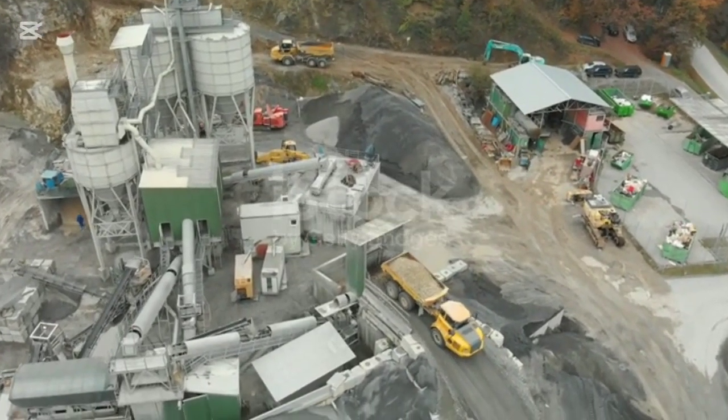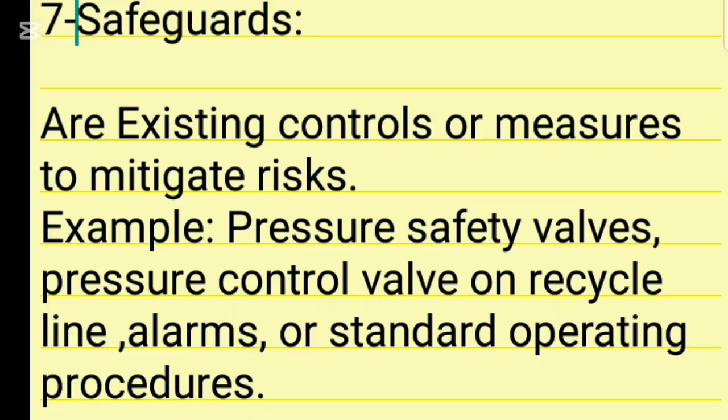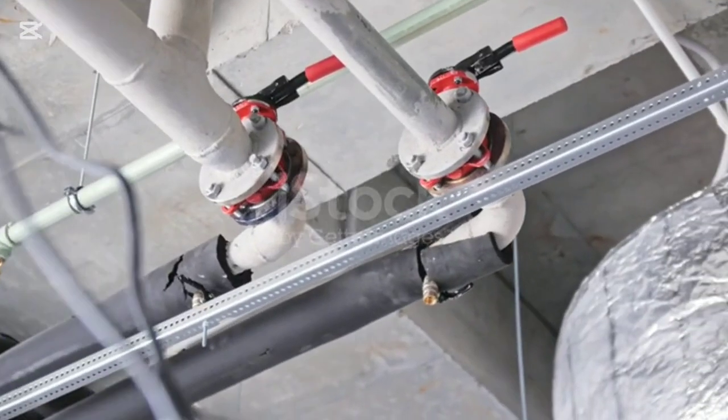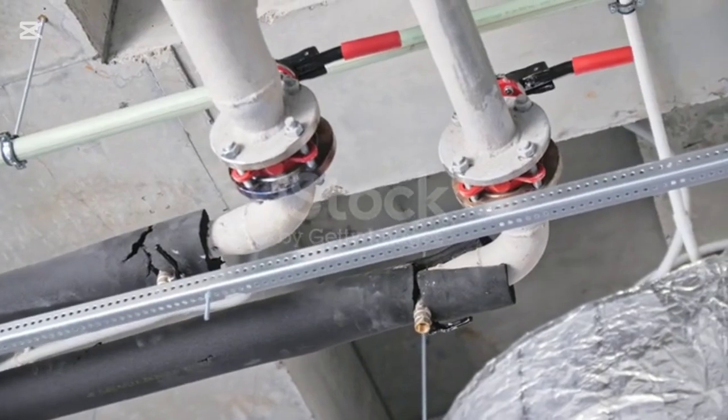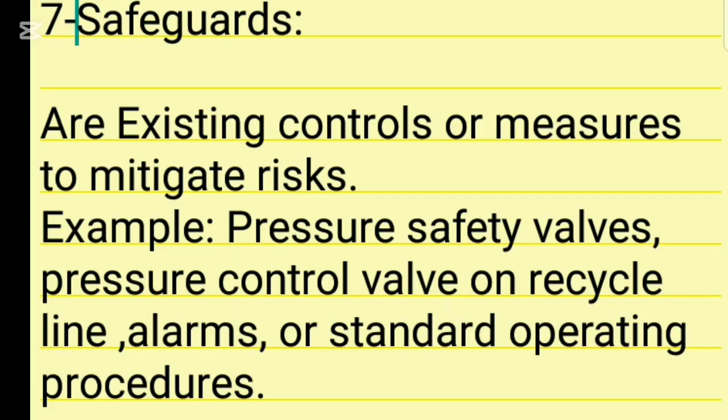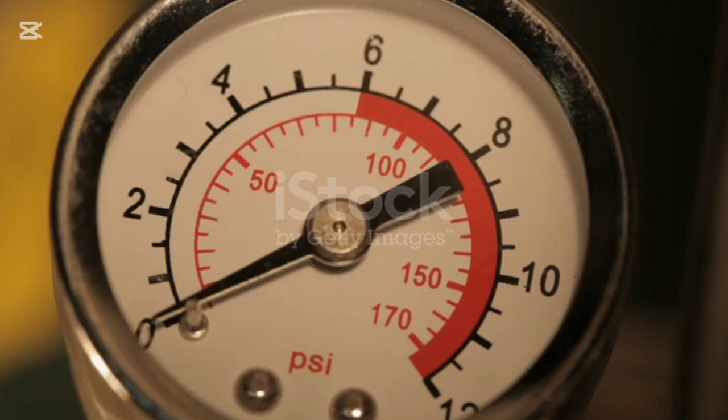Safeguards. Safeguards are existing controls or measures to mitigate risk. For example, pressure safety valves, a pressure control valve on the recycle line, alarms, flow alarms or pressure alarms, low pressure alarm, low flow alarm, high pressure alarm, or standard operating procedures.